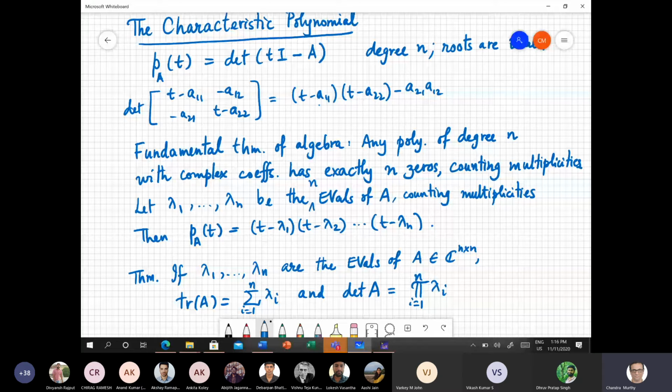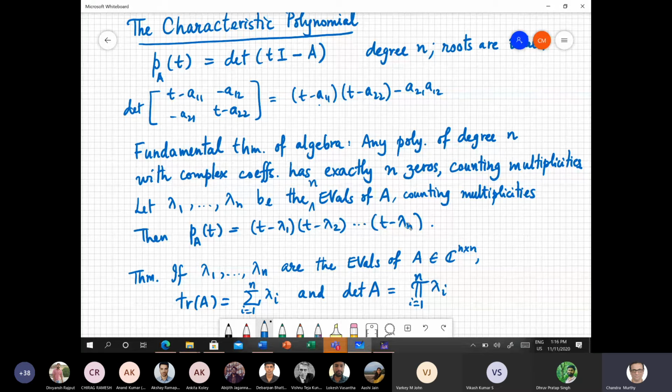So just to make it clear, if I set t equals 0 here, what I get is minus lambda 1 into minus lambda 2 up to minus lambda n, which is minus 1 power n times the product of the eigenvalues. If I set t equals 0 here, I will get determinant of minus A, which is equal to minus 1 power n times determinant of A. Those two must be equal, and therefore minus 1 power n cancels with minus 1 power n, and what you're left with is that the determinant of A is the product of the eigenvalues.